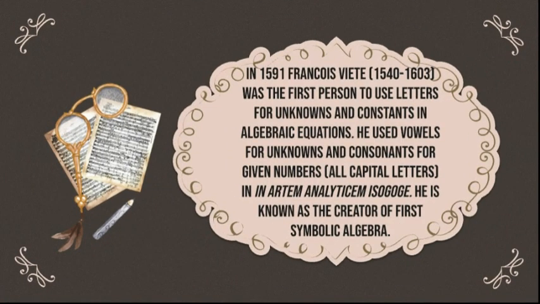Moving on to the man who created a new look to algebraic notation, to the man who created the first symbolic algebra. In 1591, François Viète was the first person to use letters for unknowns and constants in algebraic equations. He used vowels for unknowns and consonants for given numbers, all capital letters. In Artem Analyticiam Astrologiae, he is known as the creator of first symbolic algebra.